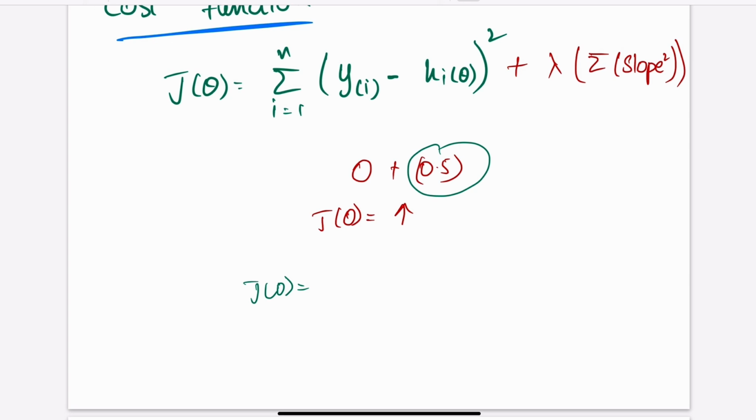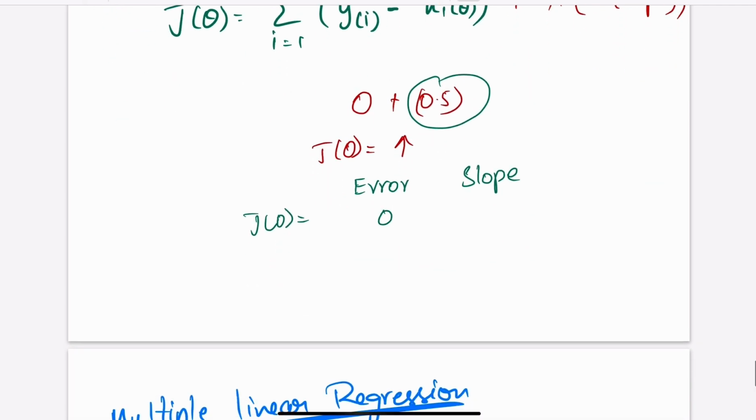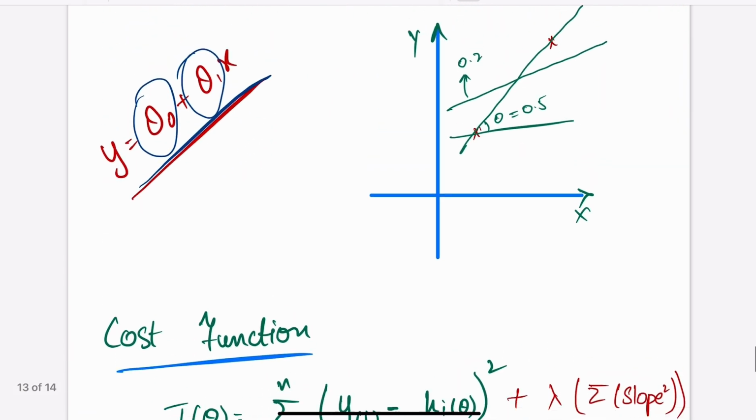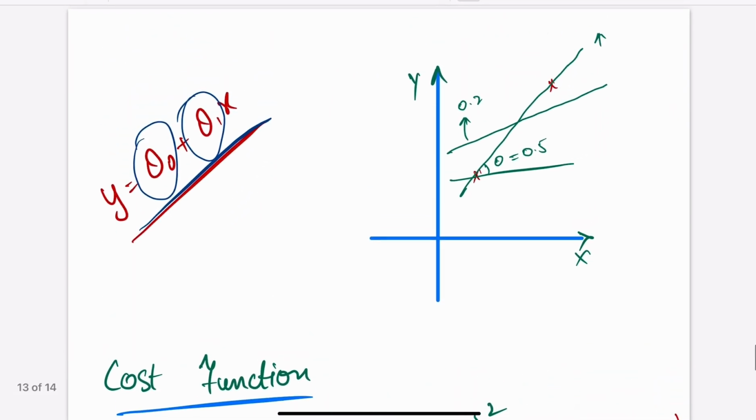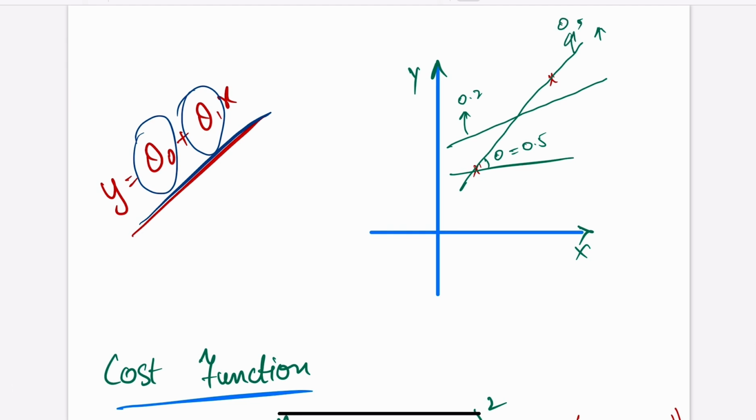This error and slope. Initially, the error might be 0 and the slope would be 0.5 in this first case. When coming to here, the error won't be 0 because your model is a bit generalized, right? Just assume these points are real world data.